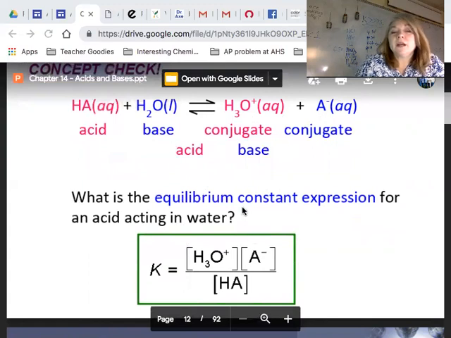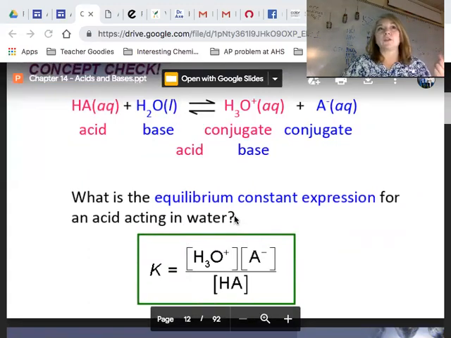Because it's amphoteric? That's a good guess, but no. Look at its state symbol, guys. It's a liquid. So remember, two things can't go into your equilibrium expression: liquids and solids. So gases and aqueous species go in, but not liquid and solid.